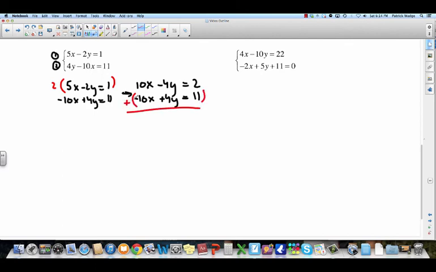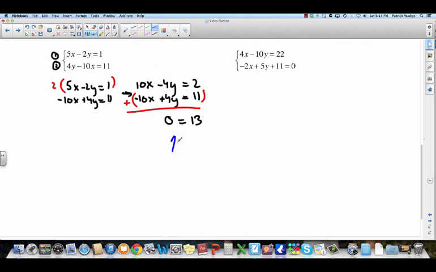So when we add, 10x plus negative 10x is 0. Negative 4y plus positive 4y is also 0. So on this whole side, there's nothing left. On the left-hand side, there's 0. Equals 2 plus 11 is 13. 0 equals 13. What the heck is this?